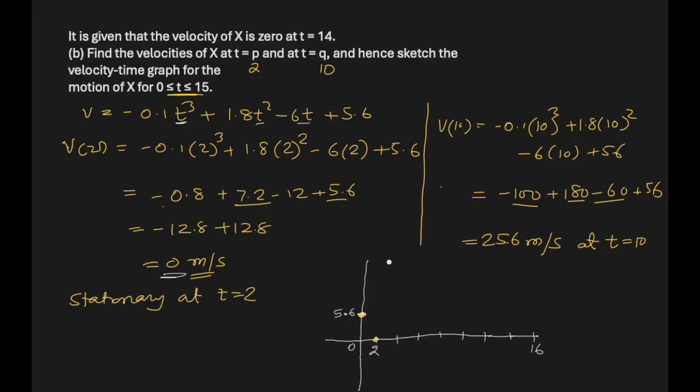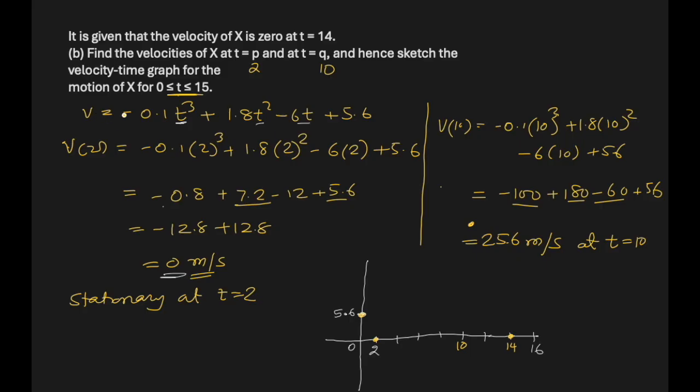Then velocity was 0 at 14 also. So at 14 here also it is 0. This is 10. At 10, it is 25.6, so it is quite high. Let's say it is somewhere here.